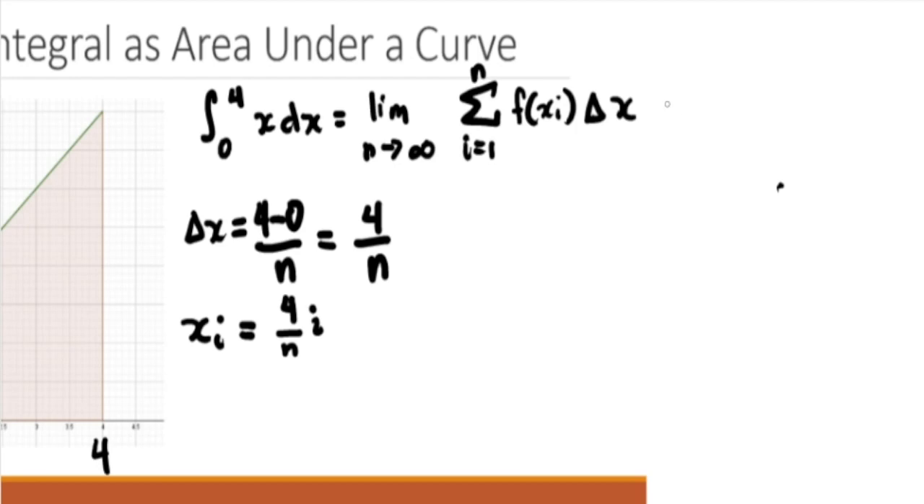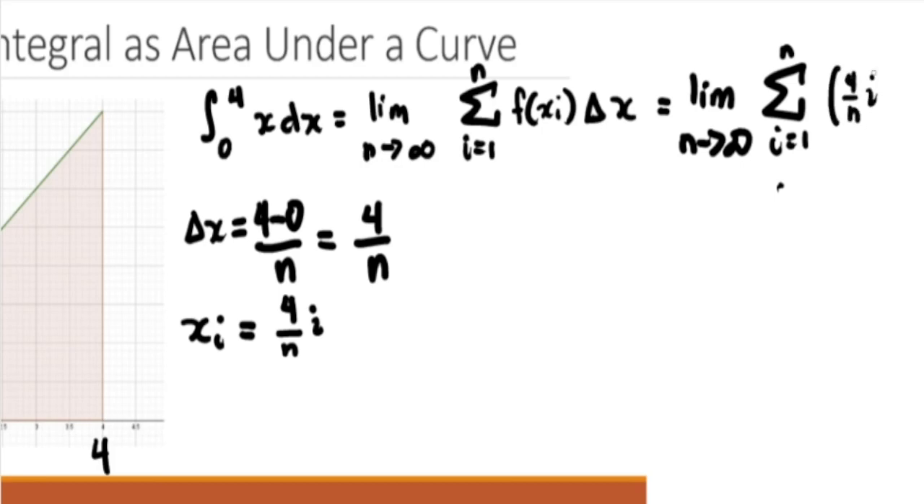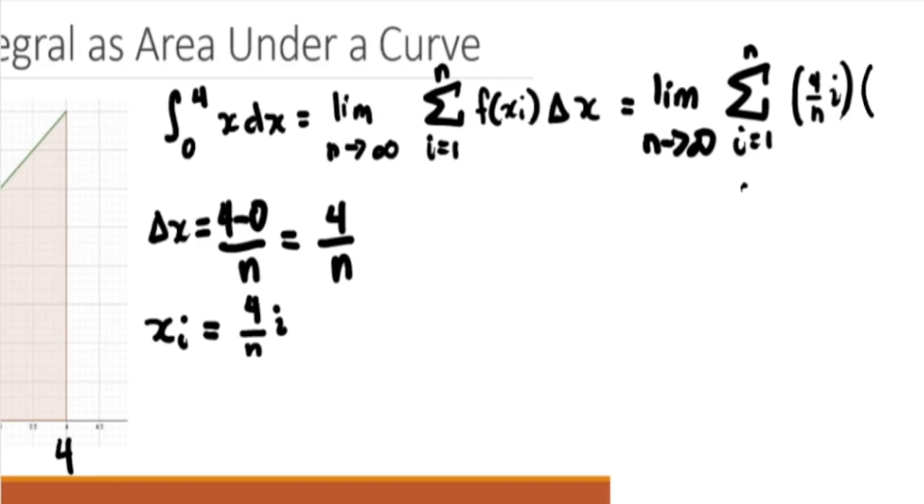So we can now write this as the limit as n approaches infinity ng sum from 1 to n. Ang f of x sub i ay 4 over n i. Then yung delta x natin ay 4 over n.